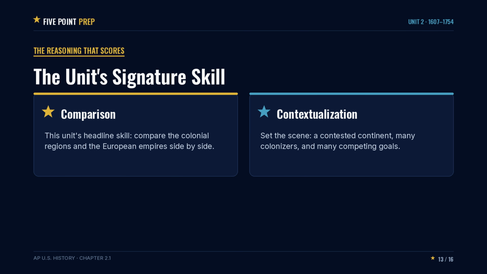2 skills to prioritize. First, comparison. It's the signature skill of this entire unit, and the final topic, 2.8, is devoted to it. Get comfortable comparing the colonial regions and the European empires side by side, point by point. Second, contextualization, the skill of this very chapter. Be able to set the scene in a sentence or 2. A contested continent with many colonizers pursuing many different goals. Comparison and contextualization will carry you through Unit 2.